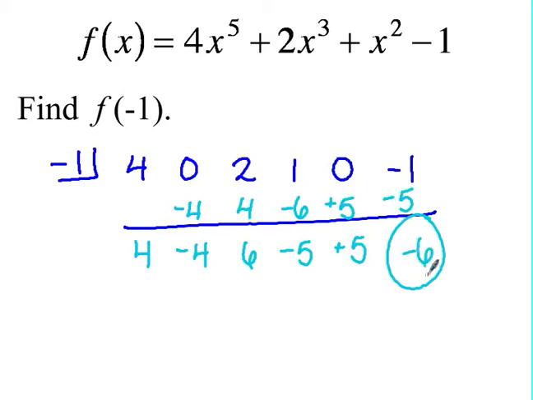Where do you get the 1? From x squared. But you still need a 0, because there's no x to the 4th power. This is your x to the 1st, and this is your -1.